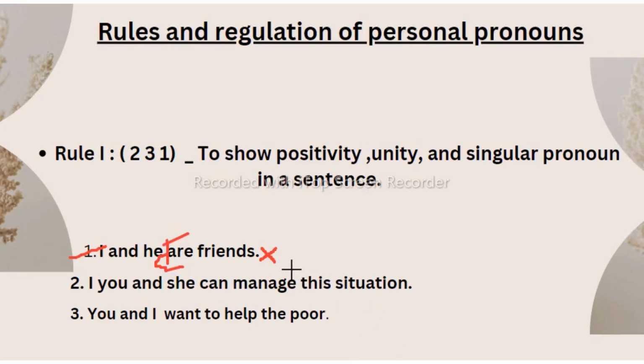So here you can see second person is not here. So you have to use the third person and the first person. He and I. Now let's see the second example.